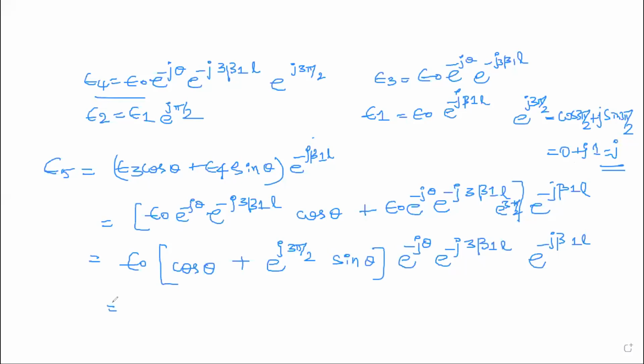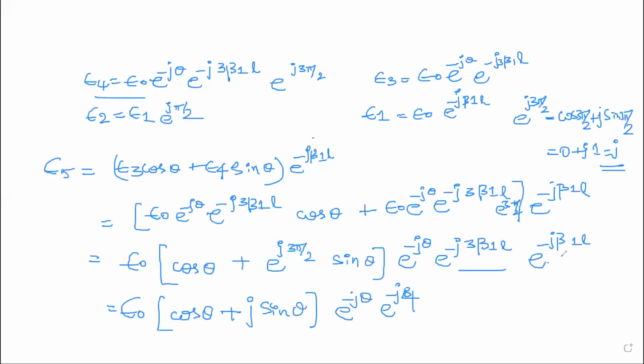So if you substitute it here, you'll get the formula as E0 into cos theta plus j sin theta, into e to the power minus j theta, e to the power minus j 3 beta 1 L minus j beta 1 L. So you'll have 4 beta 1 L. Similarly, this is equal to E0 e to the power j theta, cos theta plus j sin theta, e to the power minus j theta, e to the power minus j 4 beta 1 L.